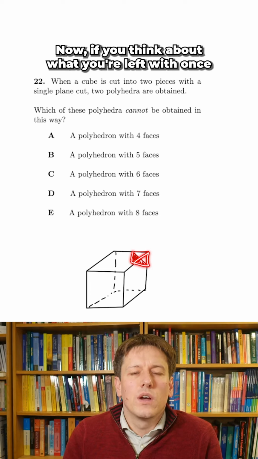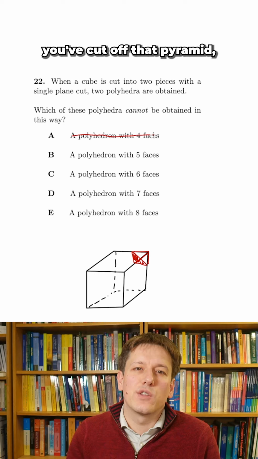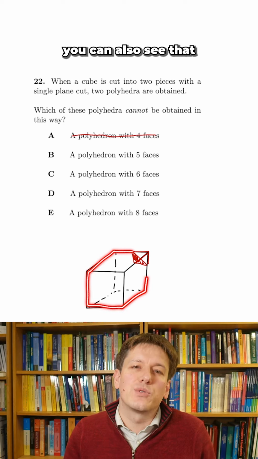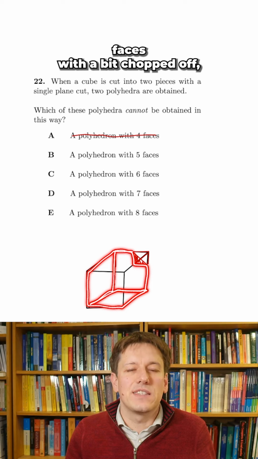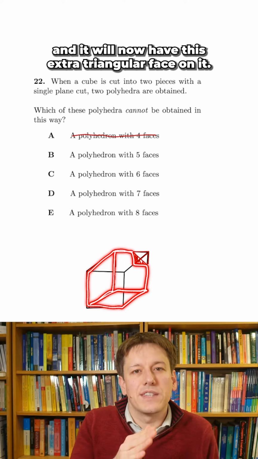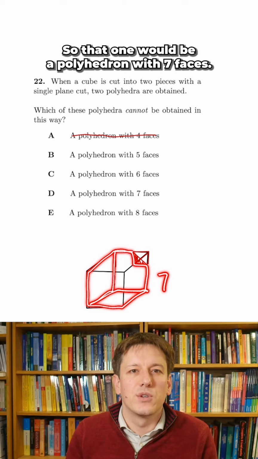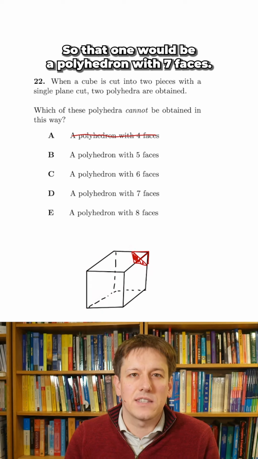Now, if you think about what you're left with once you've cut off that pyramid, you can also see that the rest of the cube will still have six faces with a bit chopped off, and it will now have this extra triangular face on it. So that one would be a polyhedron with 7 faces.